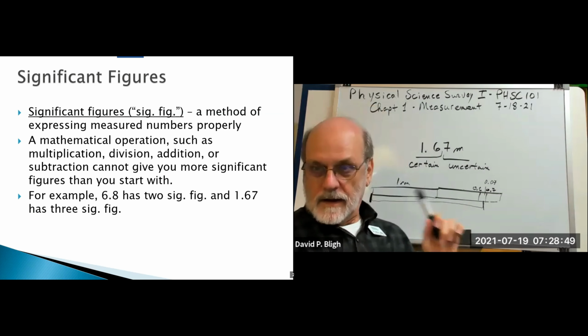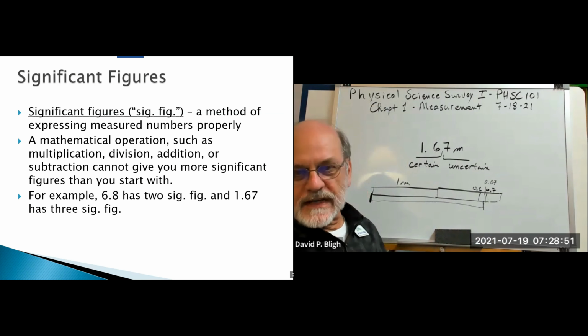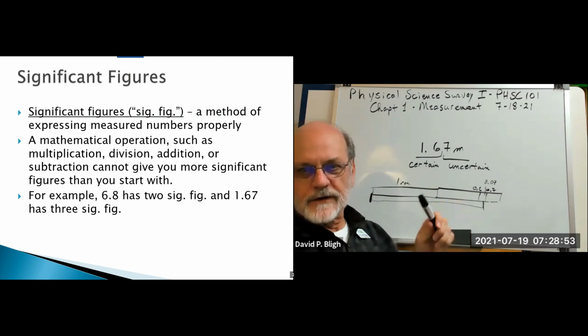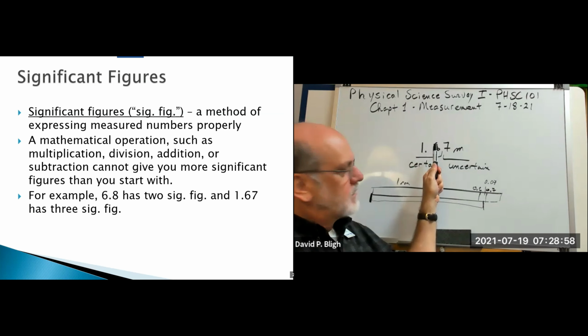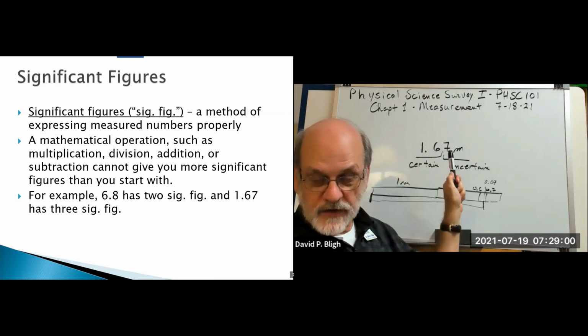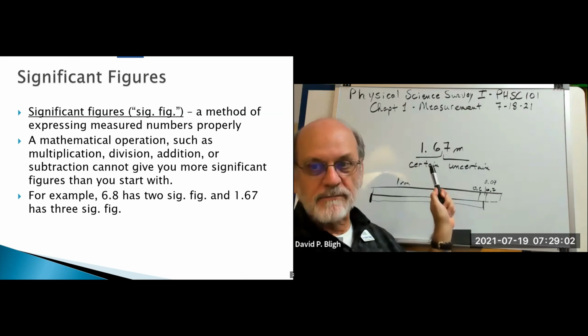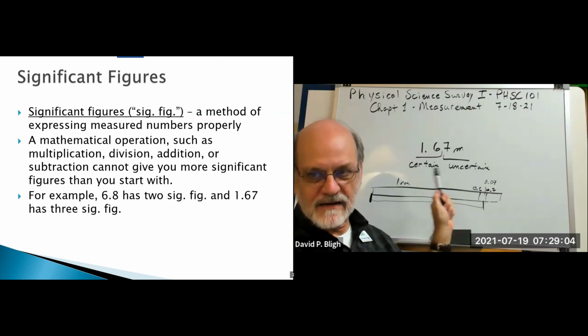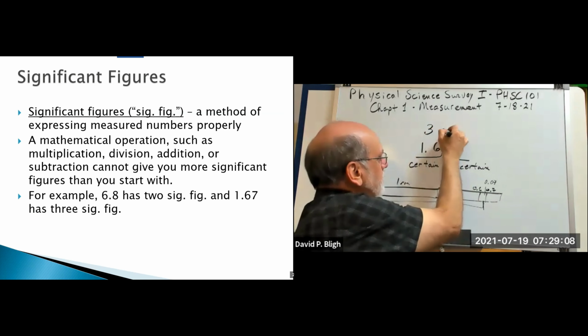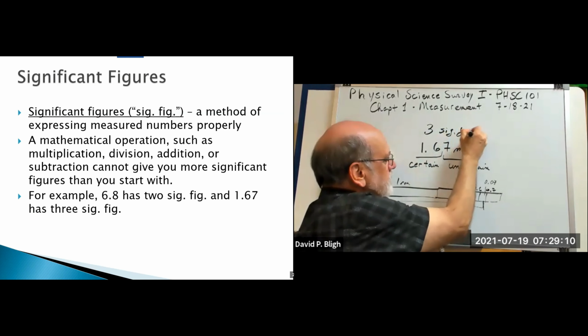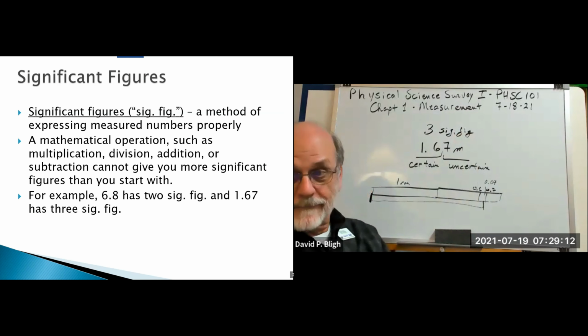Now, what does that have to do with significant figures? Well, significant figures are all the certain plus the one uncertain. That's the number of significant figures in that value. In this case, we have 3 significant figures. Okay?